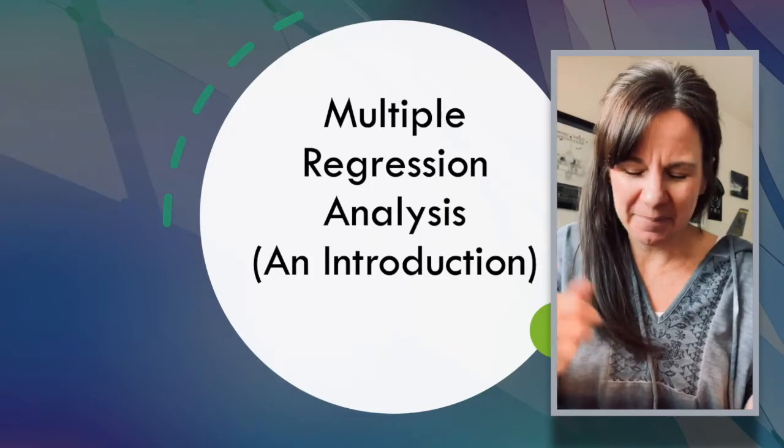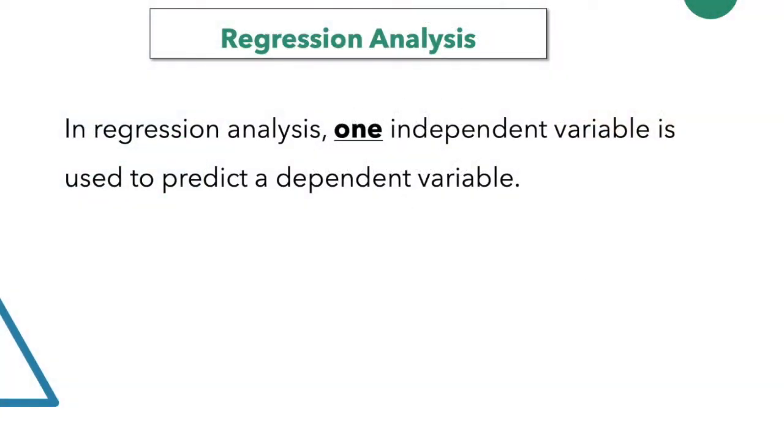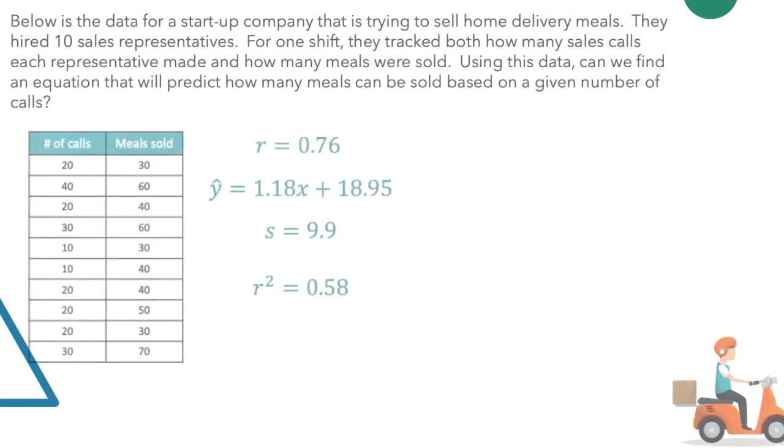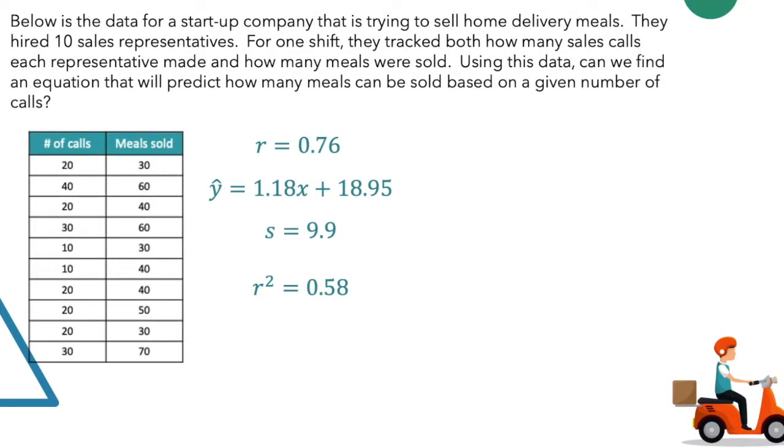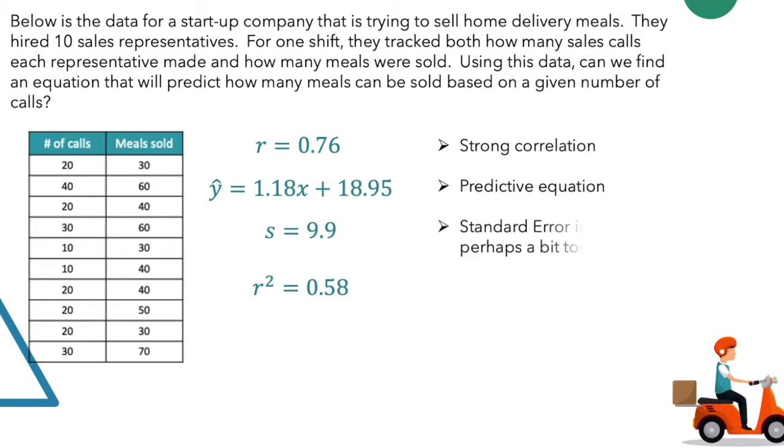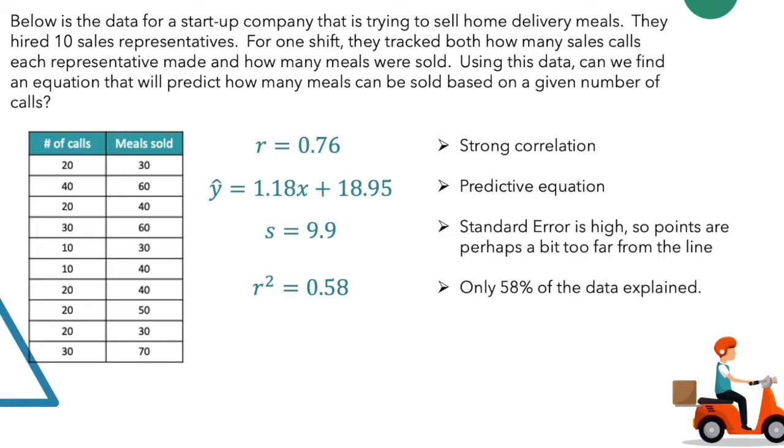Ready? All right. In regression analysis, one independent variable is used to predict a dependent variable. So when we were working with regression analysis, this is what we had. We had a strong correlation, we had a predictive equation, we had a standard error that was a bit high, and we had an R-squared that said that 58% of our data was explained.